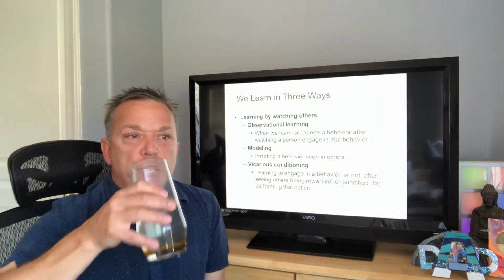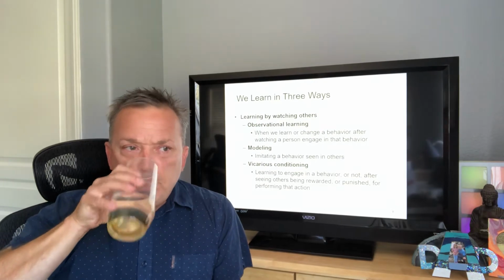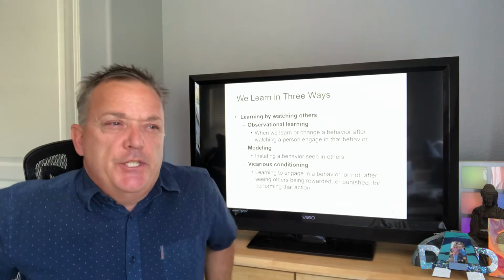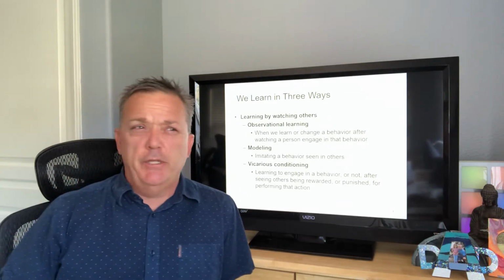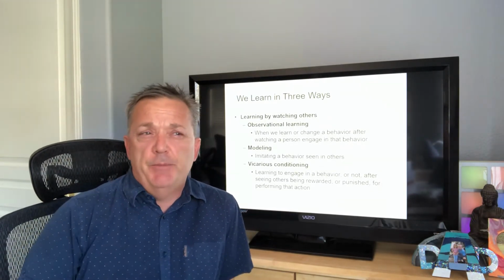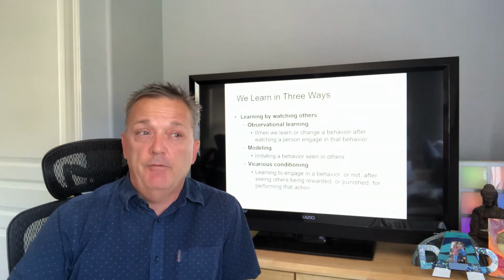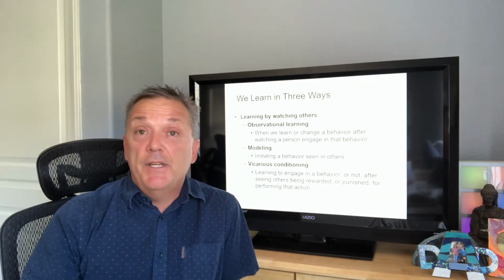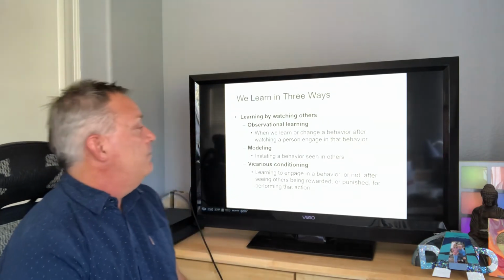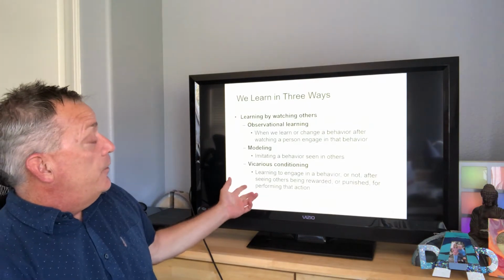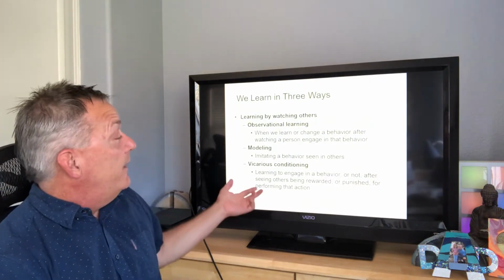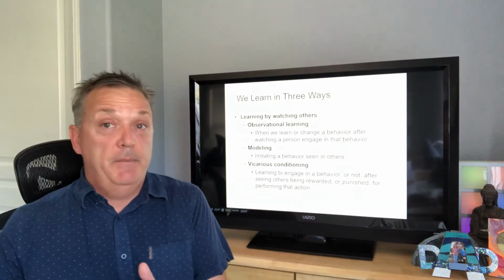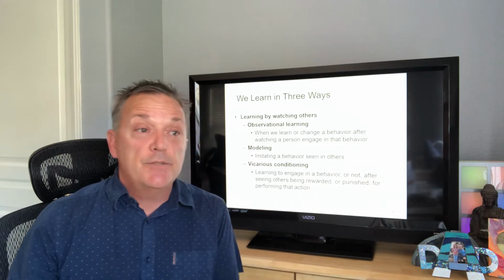And then learning by watching others. Bandura, and there are 3 components of that: observational learning, modeling, and vicarious conditioning. Observational learning, of course, just sounds like it is: when we learn a change of behavior after watching a person engage in that behavior. Modeling is imitating that behavior after seeing it in others. And vicarious conditioning is learning to engage in or avoid a behavior after seeing others being rewarded or punished for performing that action. All 3 take part, whether we're coming up in grade school, or if we have siblings, for example.